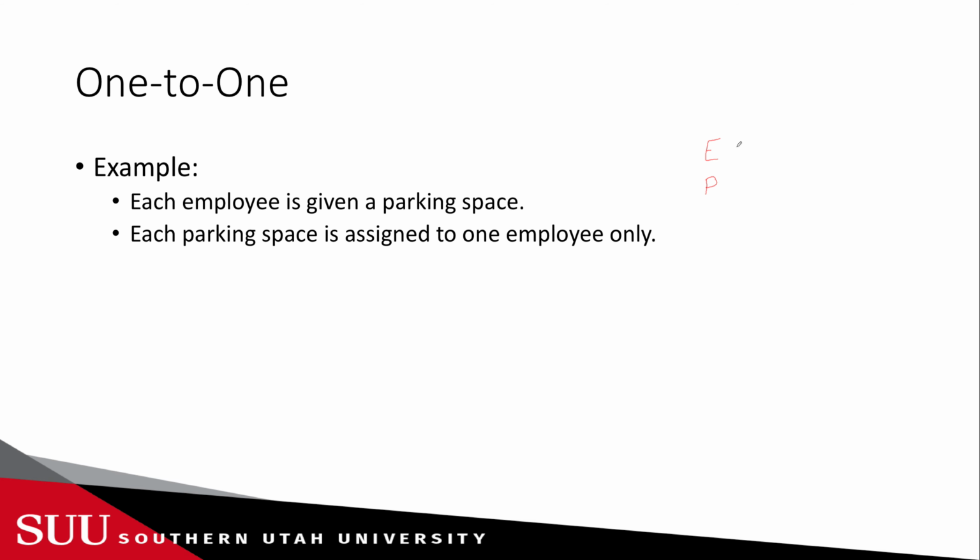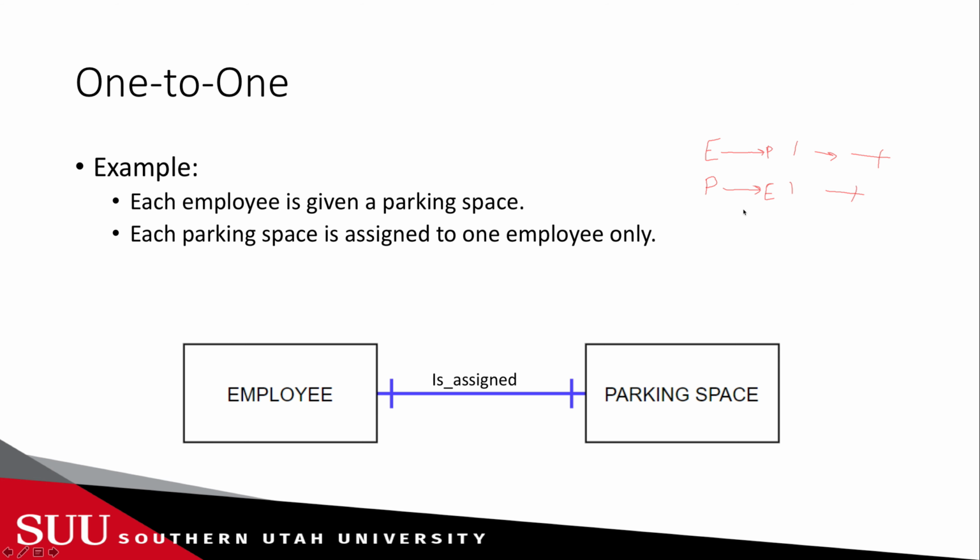The easiest way to figure this out is to say, from employee to parking space, how many do I have? The answer is one. And from parking space to employee, how many do I have? The answer is also one. So one translates to this notation, which is the bar. When I'm going from employee entity to parking entity, I will place a bar. When I'm going from parking entity to employee entity, I will place a bar as well. And this is the end diagram that I'll have.